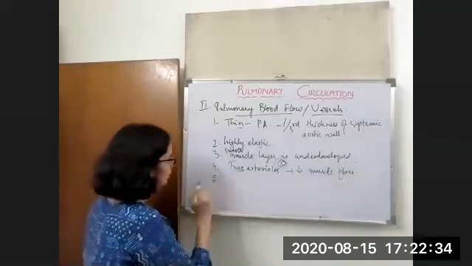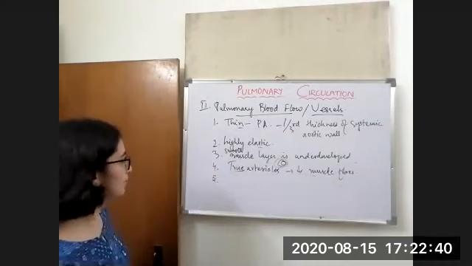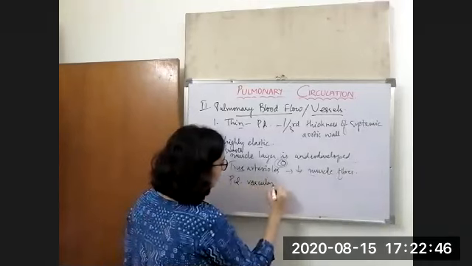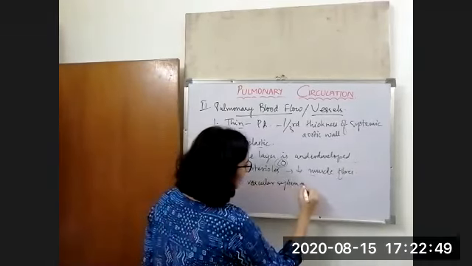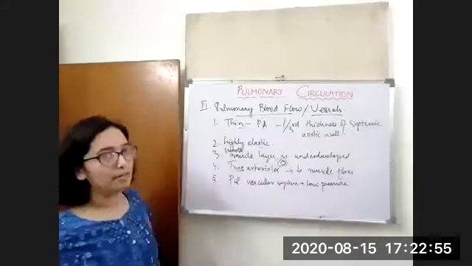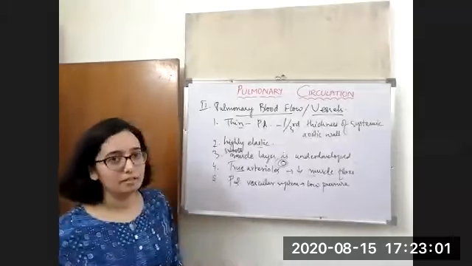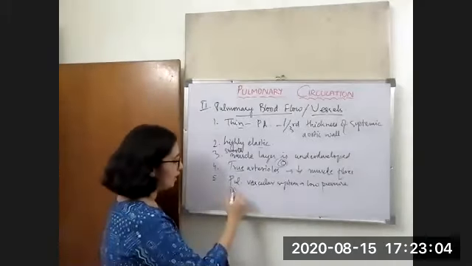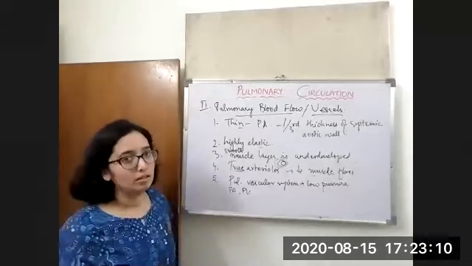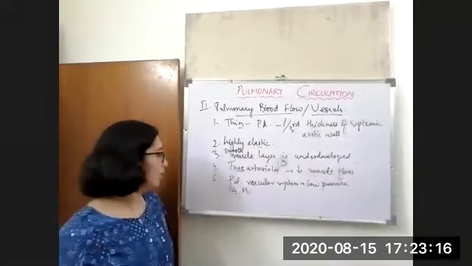Now the fifth point. The pulmonary vascular system is a low pressure bed, or a low pressure system. It means the blood pressure present in the pulmonary vessels is very low. That is, pulmonary artery and pulmonary veins both have very low pressure compared to the systemic vessels. Like, the pulmonary artery has 1/10 of the pressure of the systemic arteries.